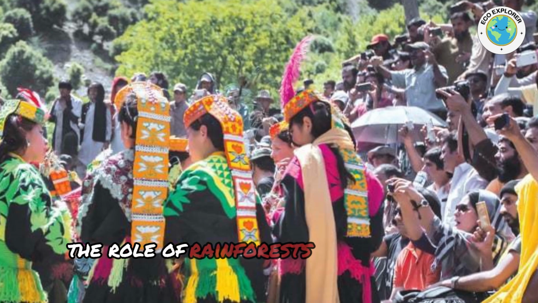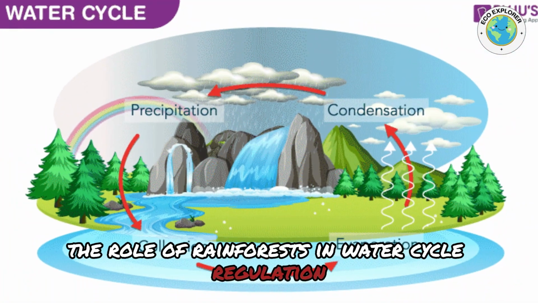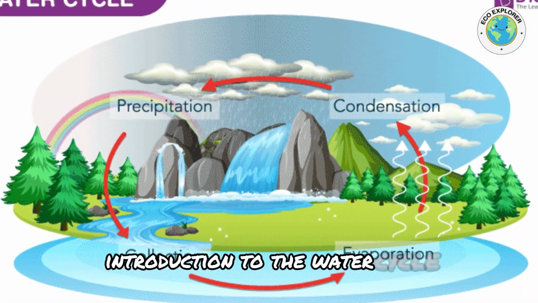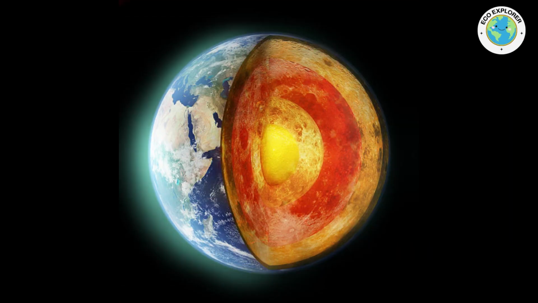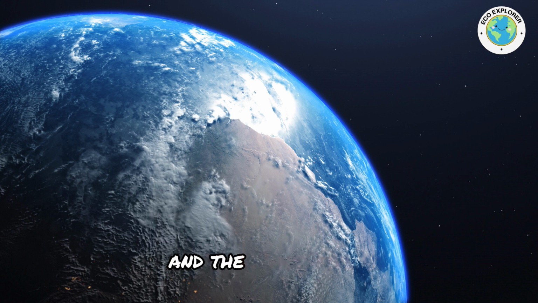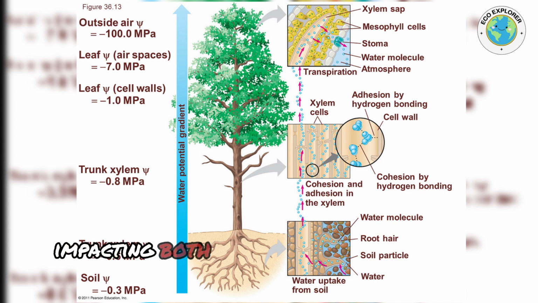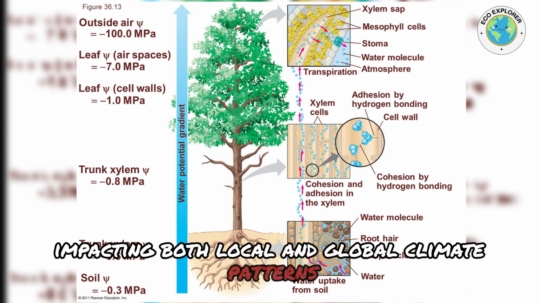The role of rainforests in water cycle regulation. Introduction to the water cycle. Rainforests are integral to the global water cycle, a continuous process where water circulates between the Earth's surface and the atmosphere. Their unique characteristics significantly influence this cycle, impacting both local and global climate patterns.